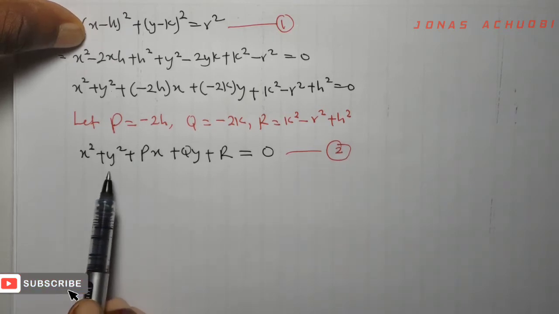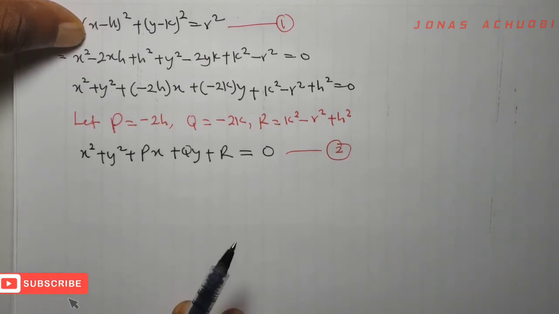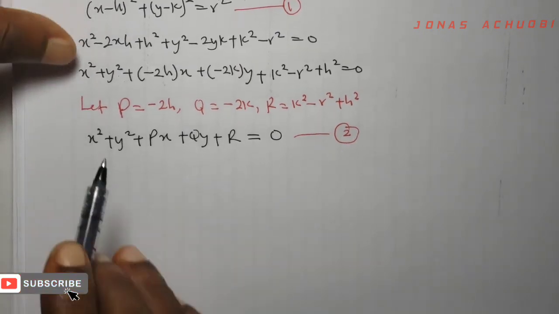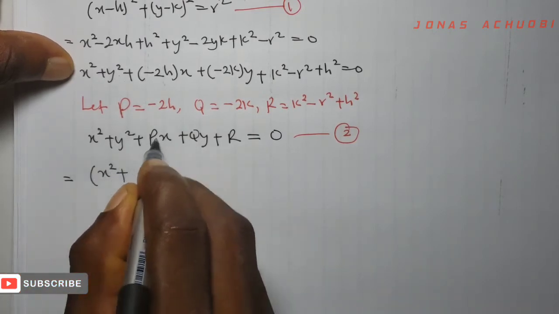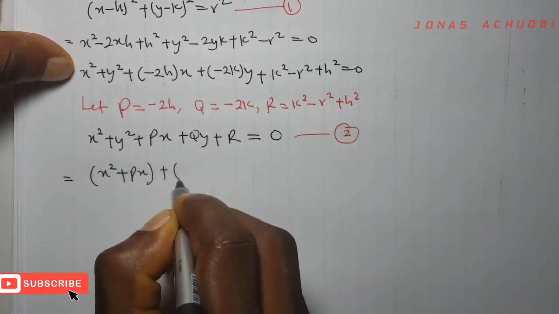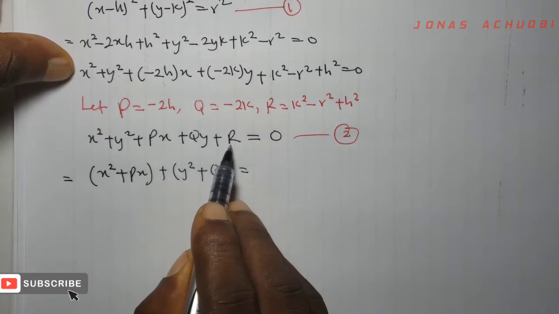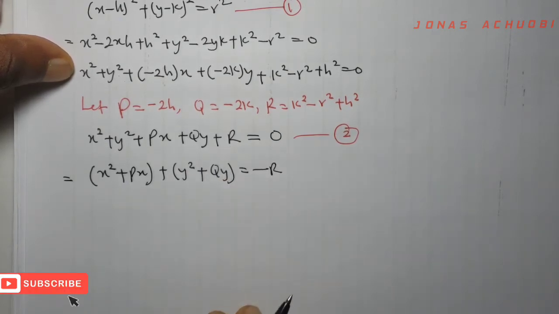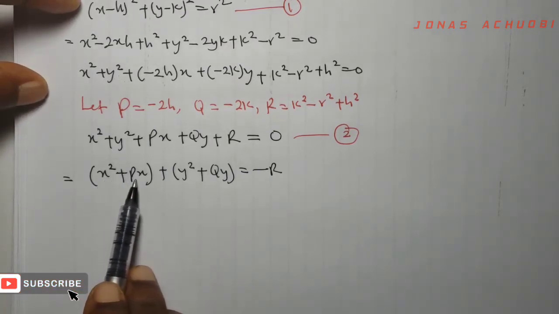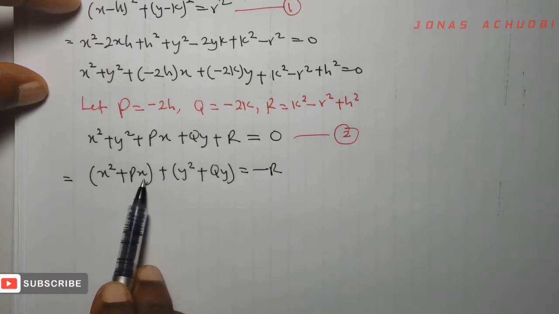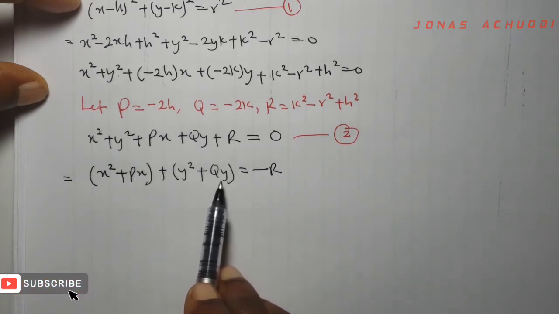Now, to get the center and the radius of the circle that is described by equation 2, we do the following. If we rewrite equation 2 as x squared plus px plus y squared plus qy equal to, I take the constant term R to the right, minus R. What do we observe? We observe that the term x squared plus px is an incomplete quadratic term, as well as the term y squared plus qy is also an incomplete quadratic term.